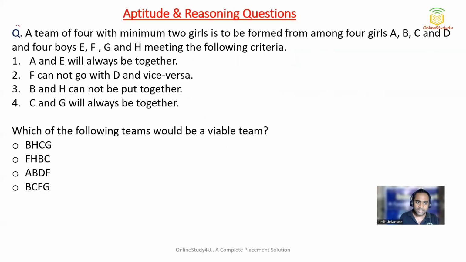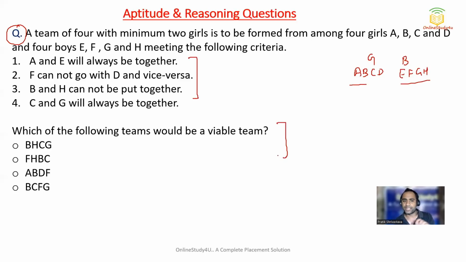Now, the next question seems to be very tough, seems to be very big, but it is a very, very simple problem. Let us see. A team of 4 with minimum 2 girls is to be formed. So minimum 2 girls is required, and the girls are A, B, C, D, and 4 boys, E, F, G, H. Boys and girls have been given. So let us see this, and then you have to find what will be the viable team.